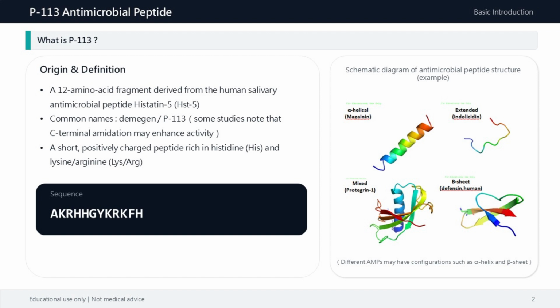To understand why P113 is so effective, we first need to look at its structure. It is essentially a functional fragment of histatin 5, specifically designed to maintain high activity in a compact form. The sequence, AKRHHKRKFH, is rich in histidine and lysine, giving it a strong positive charge. This charge is crucial because it allows the peptide to interact selectively with negatively charged microbial surfaces. It's a beautifully simple 12 amino acid chain that serves as the foundation for its potent antimicrobial properties.